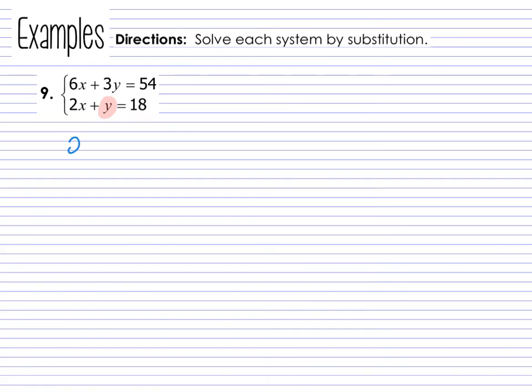So I'm going to rewrite 2x plus y equals 18. I want to get y by itself, so to do that, I'm going to subtract 2x from both sides. So I have y equals negative 2x plus 18. Now I know what my y is equal to. Don't forget those parentheses.